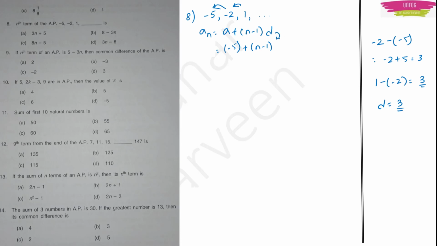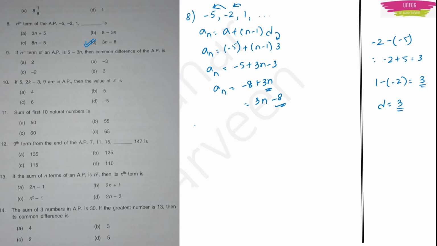So here common difference is 3. So here in place of d I write 3. This will be my nth term. An will be equal to minus 5 plus 3n minus 3, or an is equal to minus 8 plus 3n. So minus 8 plus 3n, or I can also write as 3n minus 8, right? So 3n minus 8, option D. In 8th question, option D will be the right answer.